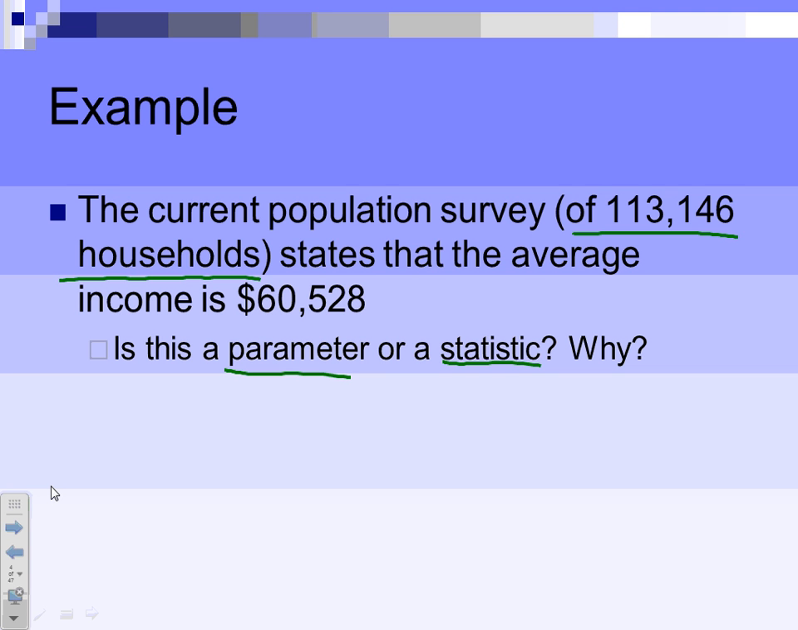Clearly, if you think about it, there are over 300 million people who live in this country. So if that were to be representative of the population, then there would be a heck of a lot of people living in each household, and that's not the case. So this particular data point here is a statistic, because it's not representative of the whole population.